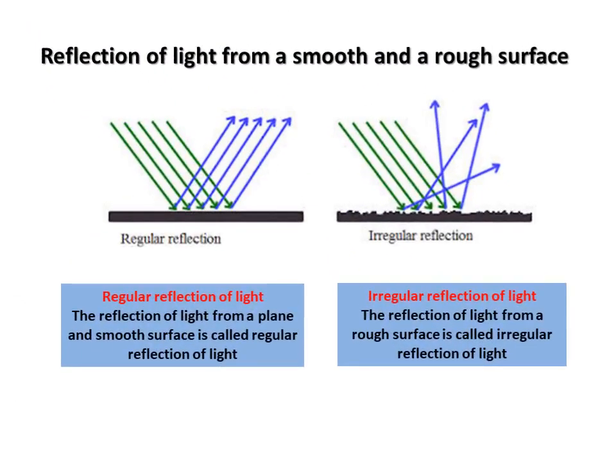Now let us learn the reflection of light from a smooth and a rough surface. First, let us see regular reflection of light. The reflection of light from a plane and smooth surface is called regular reflection of light. For regular reflection, the angles of incidence as well as the reflection are the same for all parallel rays falling on the surface.